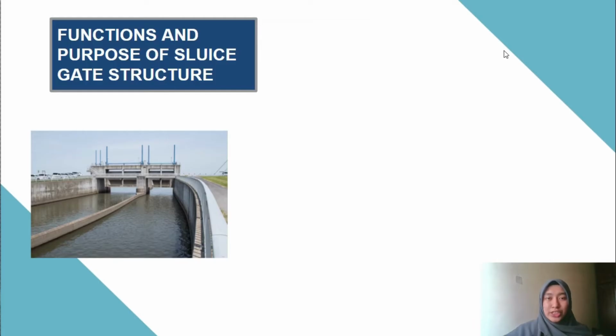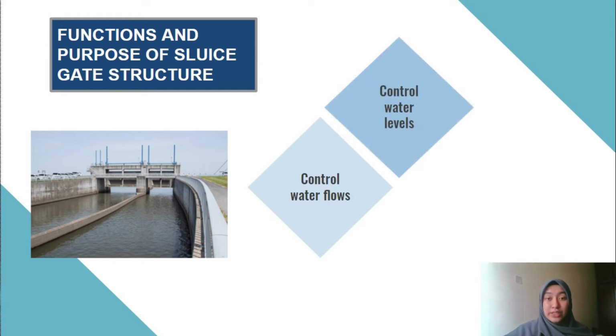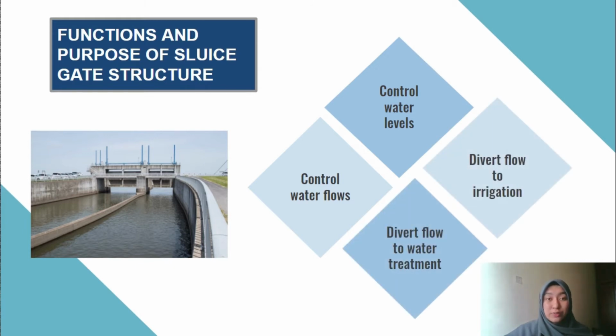So we are going to continue with the function and the purpose of sluice gate structure. First of all, the functions of sluice gate are: it can control the water flows. It also can control the water levels. Other than that, sluice gate also helps divert the water flow to irrigation and also to the water treatment.